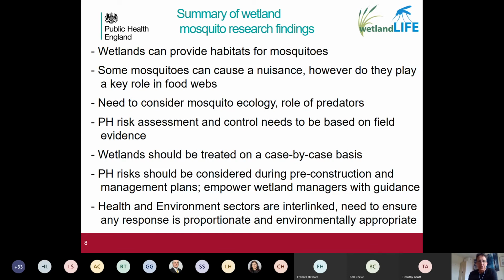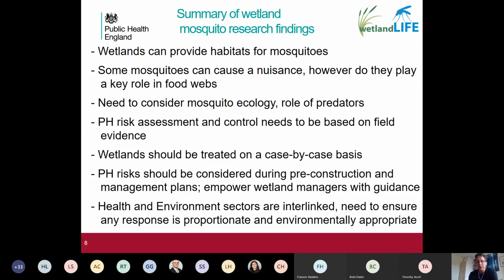So it is important to consider mosquito ecology, the range of different species. If there was a disease outbreak, it may only be one of a number of species that is important, and they might have a particular niche, and it might be very simple habitat management that will mitigate that population. Predators are important. A healthy wetland means fewer mosquitoes. Mosquitoes do tend to become more abundant in habitats that flood and dry rather than permanent habitats. So any public health risk assessment and control strategy needs to be based on field evidence, and not all wetlands are the same. We have to treat different wetlands on a case-by-case basis.